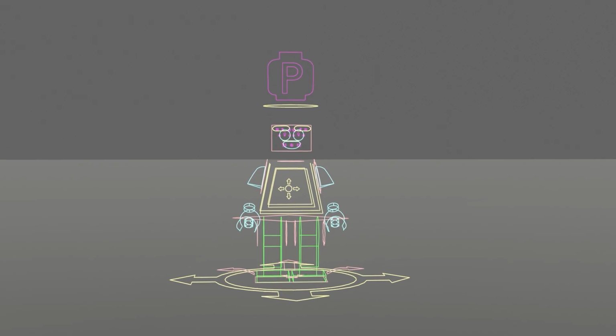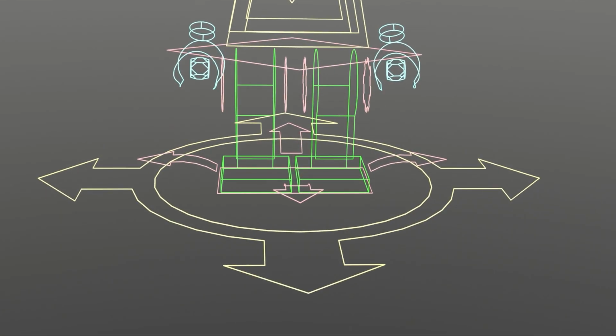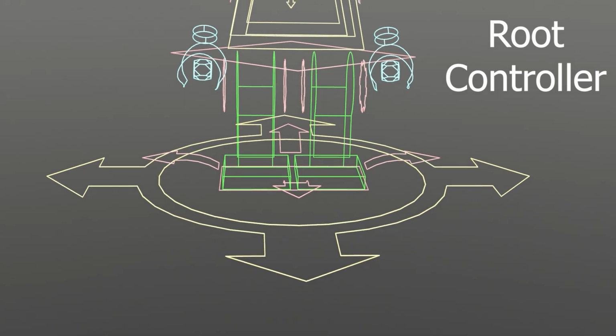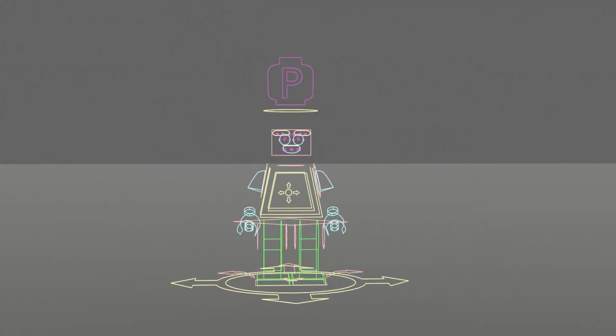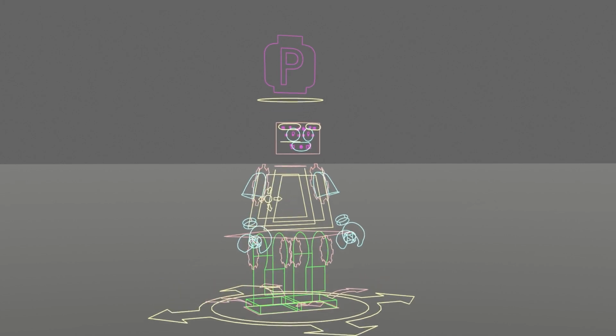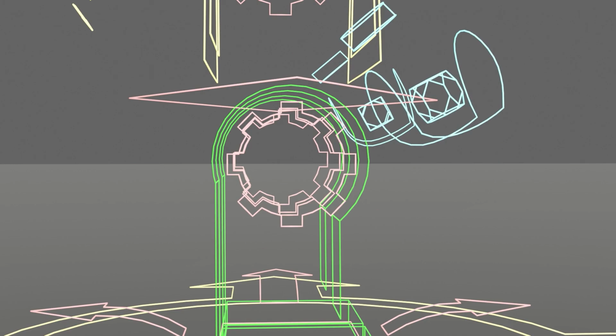A great example of this is the large circular controller at the bottom with the arrow shapes coming off it. This is called the root controller and can be used to control the entire position of the rig without interfering with the animation of any of the other bones. There's also other special controllers that work to control specific things, such as these gear-shaped controllers that control just the rotation.